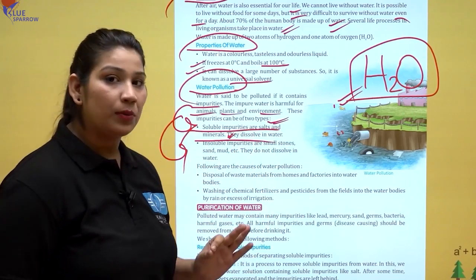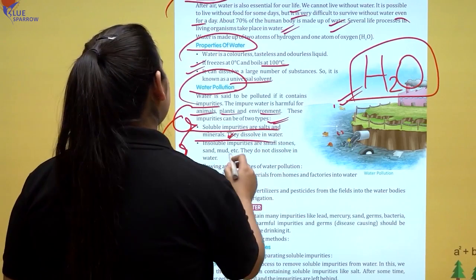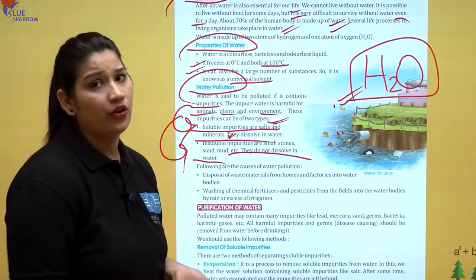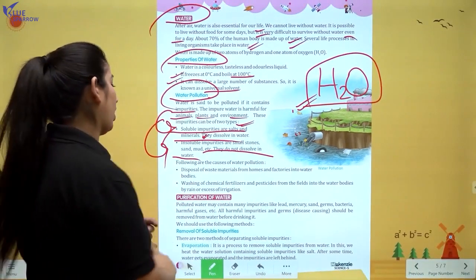Next is insoluble impurities, which means they do not dissolve in water. For example, small stones, sand, mud, etc.